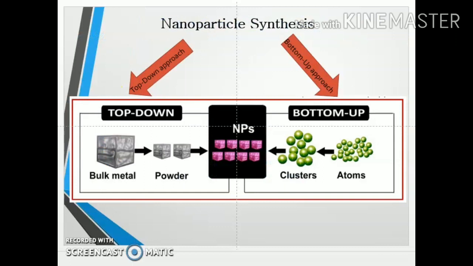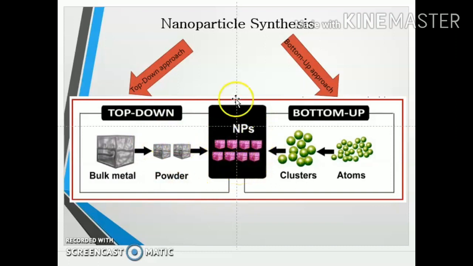Two methods of nanoparticle synthesis. They are named the top-down approach and the bottom-up approach respectively. If you see this diagram, the left-hand side figure shows the top-down approach, wherein the bulk metal is divided into smaller particles and finally produces the nanoparticles.